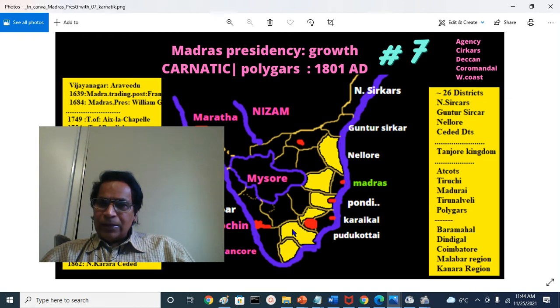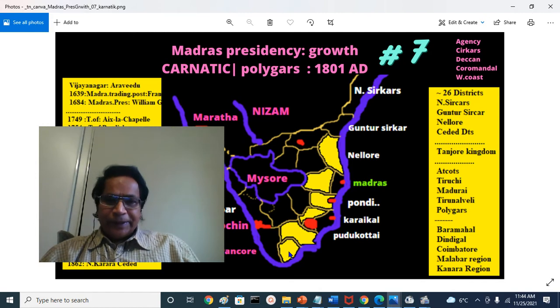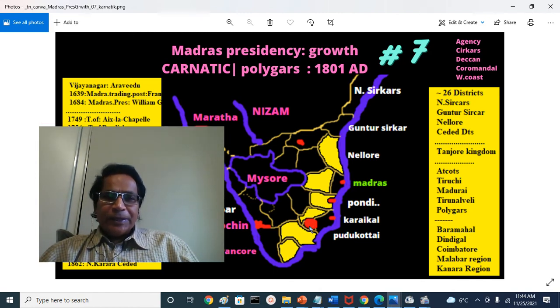Vaigai, the Madurai district, Madurai and Maravar areas of Ramanathapuram, and Tirunelveli, Tuticorin, Tenkasi, and those areas, Sirivilputtur, Virudunagar, Kovilpatti, those areas. Here I have shown the princely state of Pudukottai surrounded by Tiruchirappalli, Tanjavur, Madurai, Ramanathapuram. Exclave of Pondicherry in South Arcot near Kadalur and Ponniyar river mouth. Karaikal, exclave of Pondicherry, French territory in the Tanjavur region, north of Nagapattinam, south of Tarangambadi or Tranquebar.